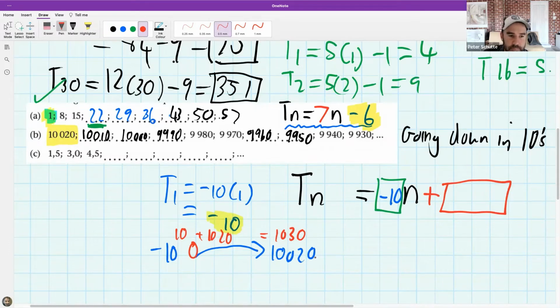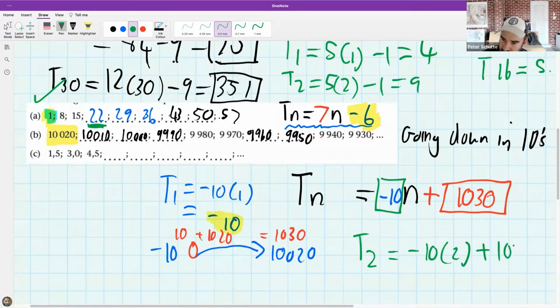Okay, so what we have now is, what did I say here? 1030. Now, if I've really done this correctly, if the formula is correct, let's say T2. What happens if we get T2? Well, then I go minus 10 times 2 plus 1,030. Now, what happens if I go minus 20 plus 1,030? I get, you can see I get 1,000, sorry, not 1,000. I made a mistake here.